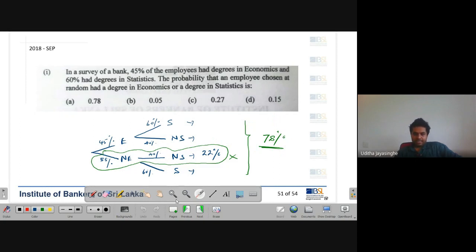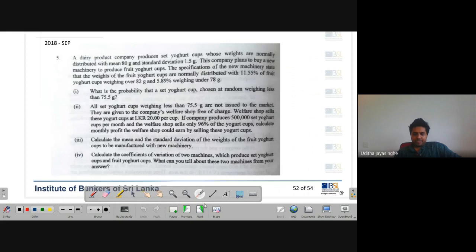A similar question we tried in a different paper last week, on 18 September. Bear with me for a couple more minutes. These are a few more interesting questions.